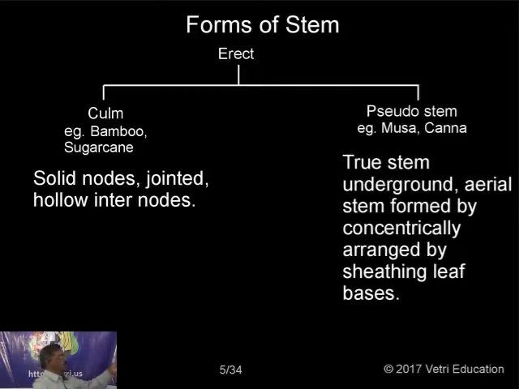The culms include bamboo and sugarcane, etc. They have solid nodes and long internodes, jointed like, and a hollow stem. The inside of the stem is not strong, it is loosely arranged. The second one you can see in Musa, that is banana. There the true stem is underground, a rhizome. The aerial stem is formed by the concentrically arranged leaf sheaths, or sheathing leaf bases. It looks like a stem. In Musa it is not a stem at all, so it is called pseudo stem.